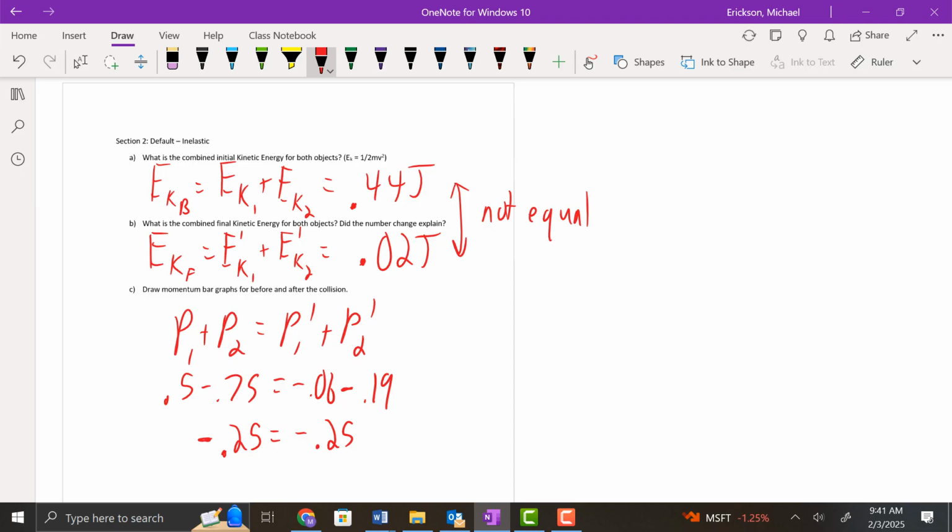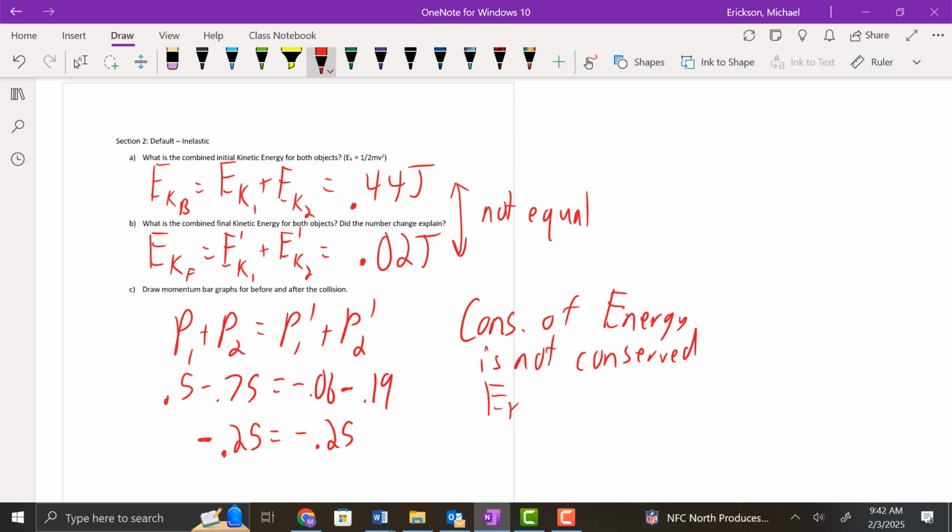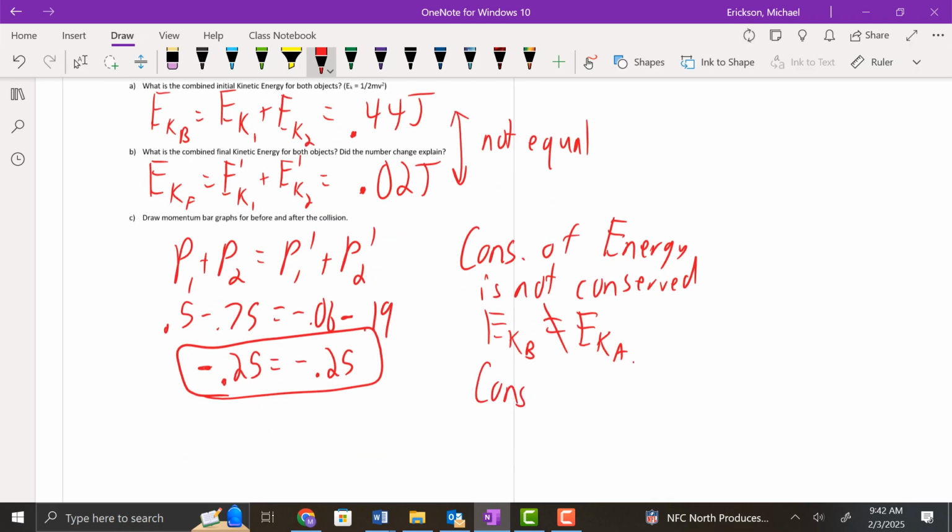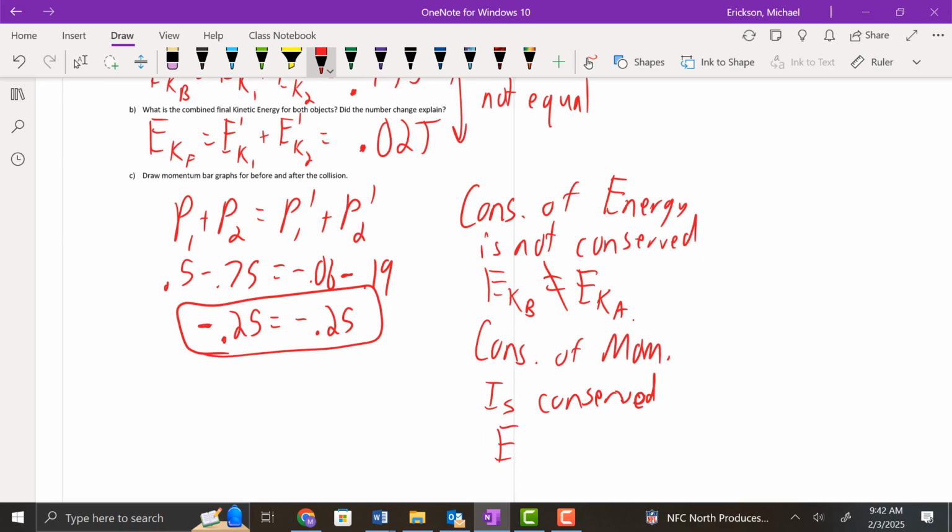So what is the whole conclusion of this simulation? Energy is not conserved, meaning EK before is not equal to EK after. However, momentum is conserved. Momentum before is equal to momentum after.